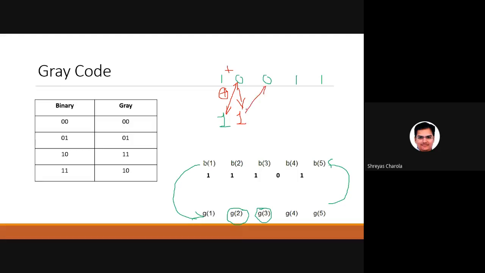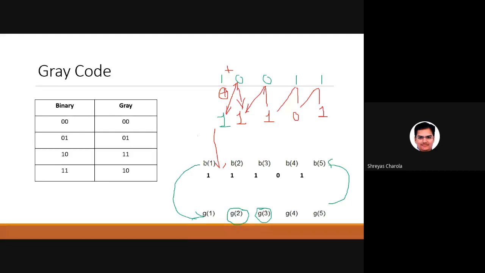Again do the XORing of these two numbers. You will get a 1, 0, 1. Do the XORing of this 1, 1, 0 and 1, 0, 1, 1. So you got a binary number only. So this is how we can convert binary to gray and gray to binary.